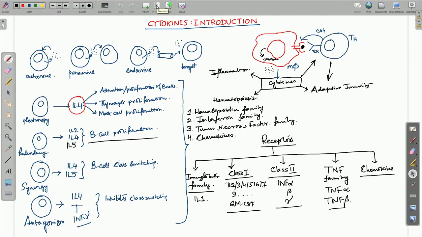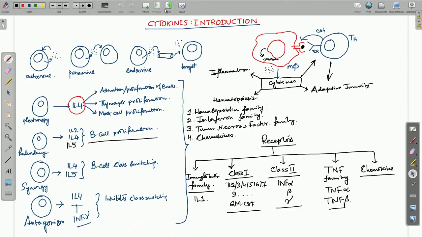Welcome back to our lecture on the cytokines that we started in the last lecture. So, what we have discussed in our last lecture is that the cytokines are primarily mediating their actions via different types of receptors. And we have discussed at least 5 different classes of cytokine receptors: the immunoglobulin class, the class 1 receptors, the class 2 receptors, the TNF family receptors, and the chemokine receptors.